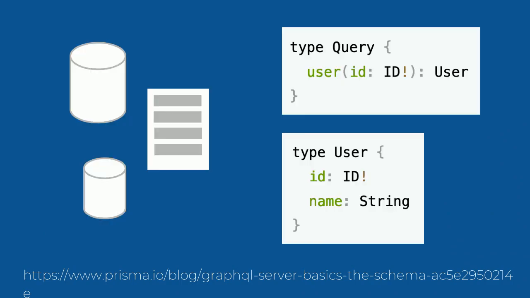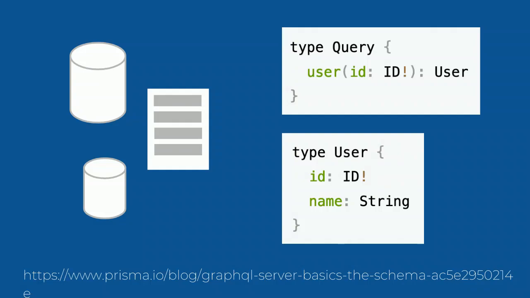But on the server, what do we need? We need two things, right? For the data, we need to describe how it's structured, and that would be a collection of all the types that you're going to have. In this case, we need two types. We need the query type and the user type. The query type is a bit special because it defines the entry point for your API.